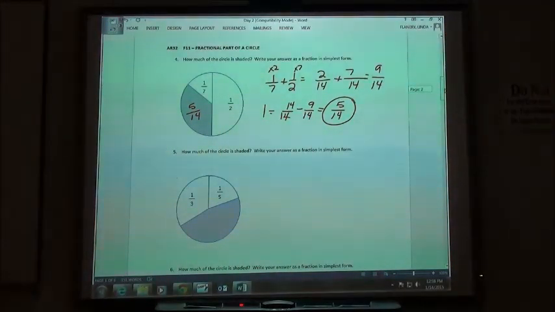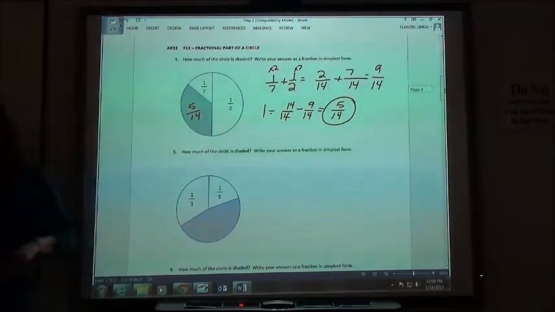Or 1, right? So we're going to take our calculator. We're going to put in 1/7, plus 1/2, plus our 5/14ths. If I hit equal, what does my calculator tell me? 1. Hey, it worked. So we must have the right answer. We have one whole circle.